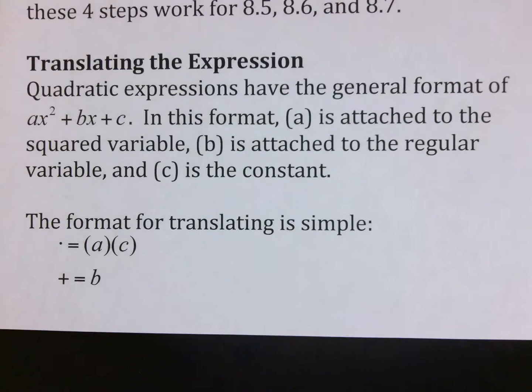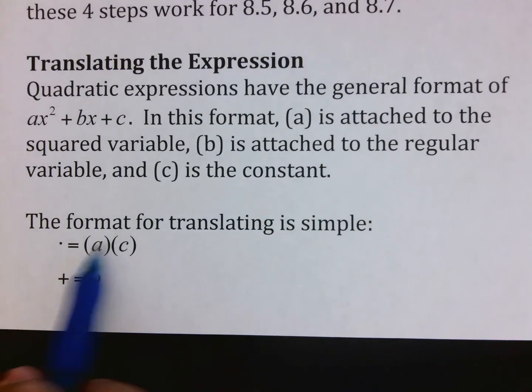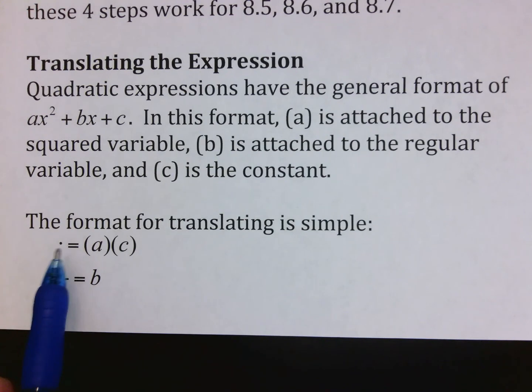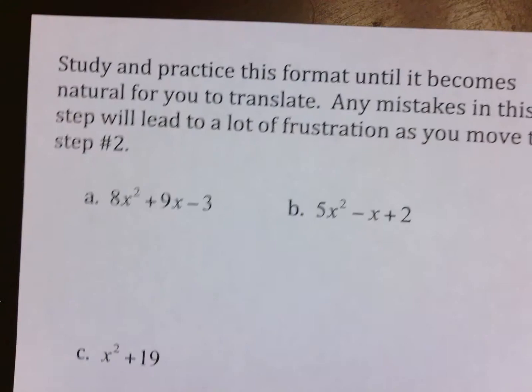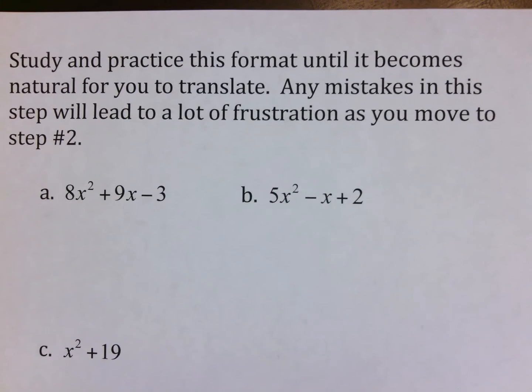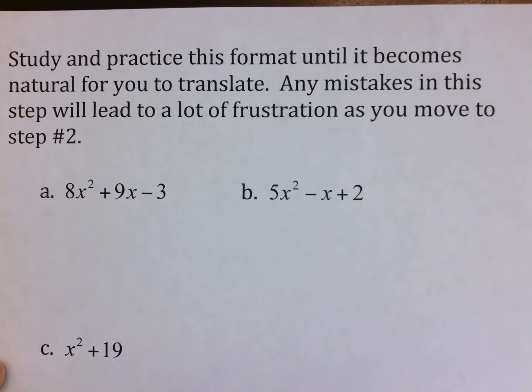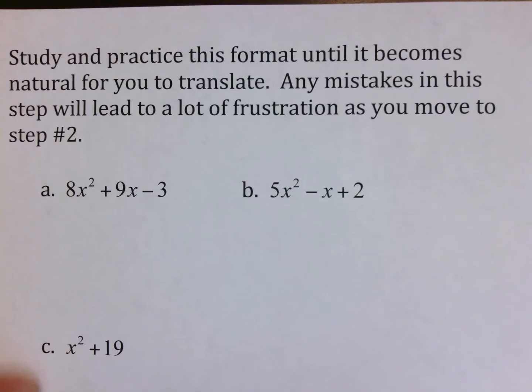The format for translating is simple. You simply say that it multiplies to equal whatever a times c is, and that it adds to whatever b is. Again, that's your format. The dot means multiply, so it multiplies to equal whatever a times c is, and it adds to whatever the letter is for b. So study and practice that format until it becomes natural for you to translate, because again, any mistakes in this will mess you up for the whole thing.